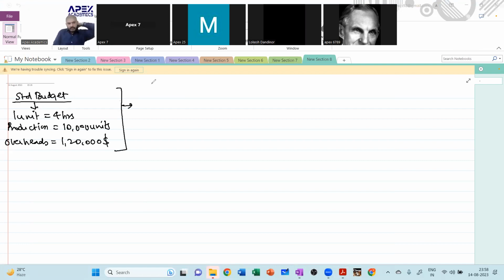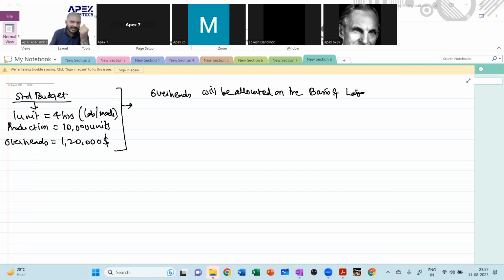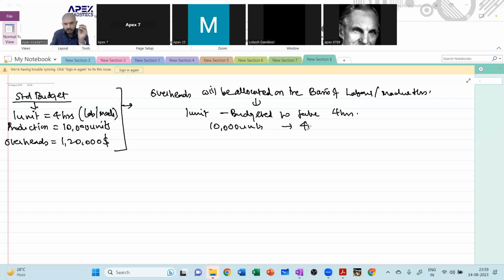Let's take a look at this. 1 unit is 4 hours. This can be either machine or labor. You can take it anyhow you want to take it. So overheads are allocated on the basis of either labor or machine hours. So we are looking at 1 unit budgeted to take 4 hours. So 10,000 units will take how many hours?